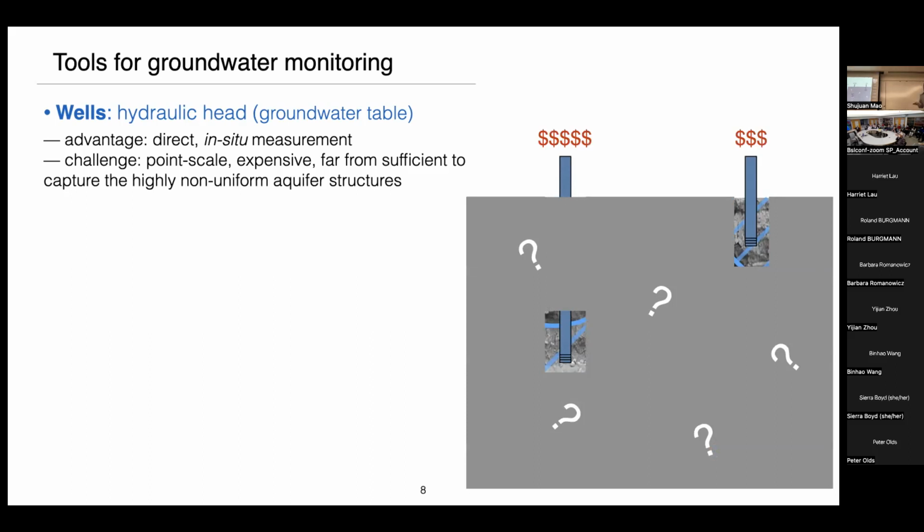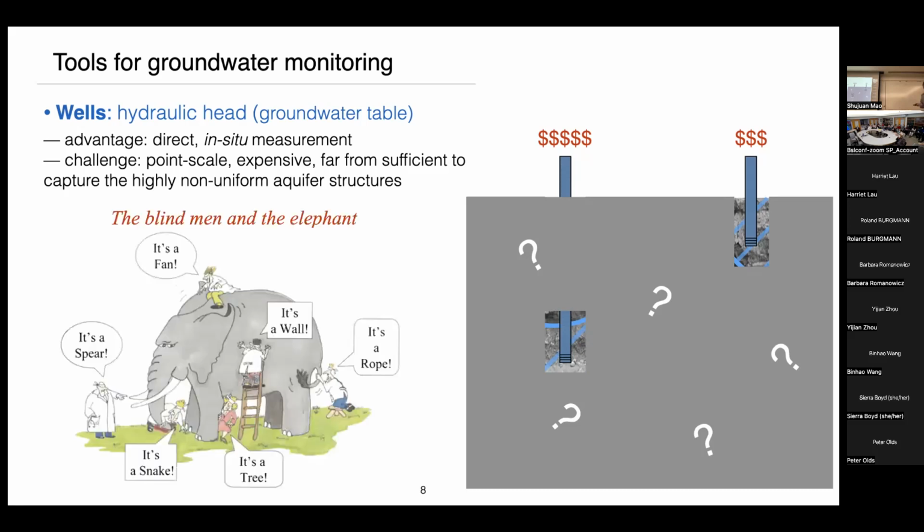Due to the expensive cost of drilling and maintaining those monitoring wells, the spatial and temporal sampling of well data are still very sparse, far from sufficient to capture the groundwater aquifer structures. So it's still pretty much like the blind man and the elephant parable. If we use the point scale well data alone, our understanding about the aquifer structures can be strongly biased by very small scale heterogeneities.